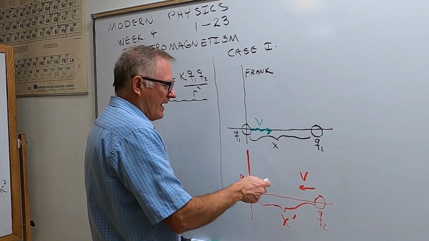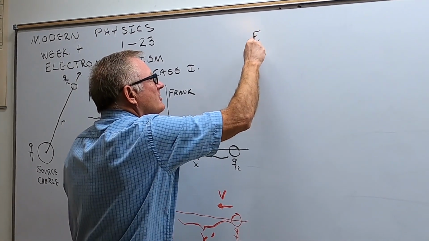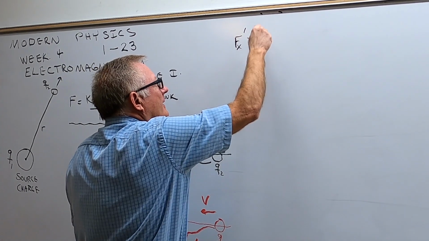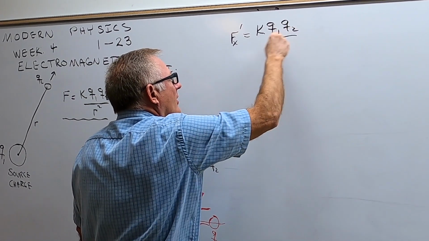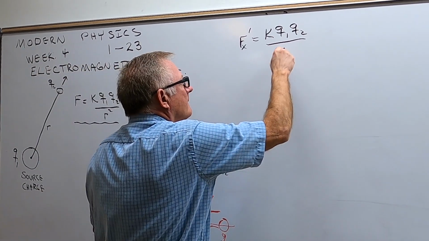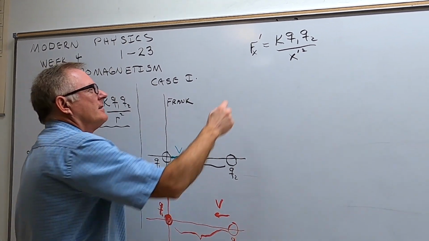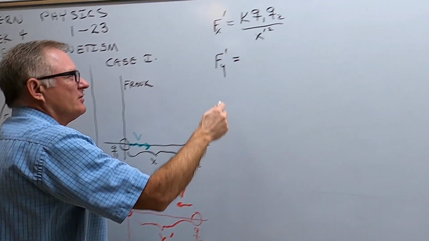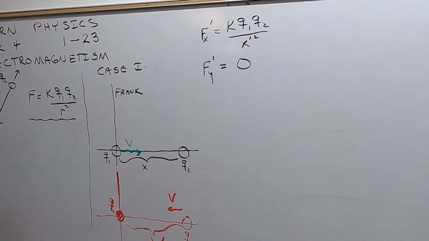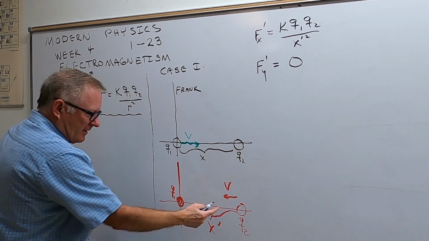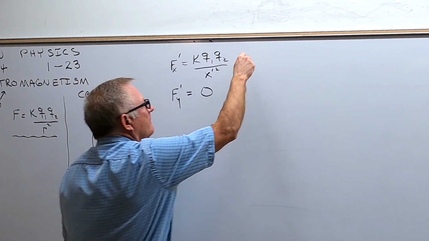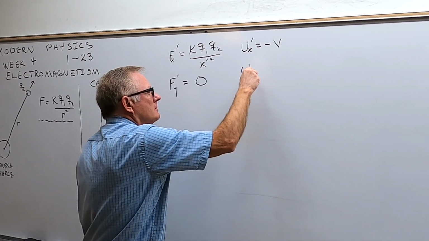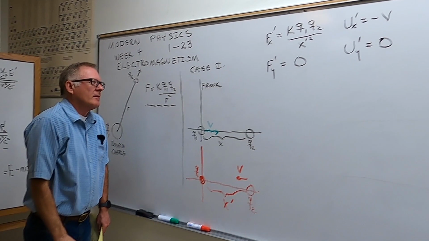So this in red, I'll call it fx prime. First of all, fx prime, this is in Mary's frame, so we can use Coulomb's law. We can say it's K Q1 Q2 all over x prime squared. We can also say that Fy prime is equal to 0. Mary doesn't see any force in the y direction, so this is 0. We can also get the ux prime, what Mary sees this moving at: ux prime is just minus v. It's just going this way, and uy prime is 0.